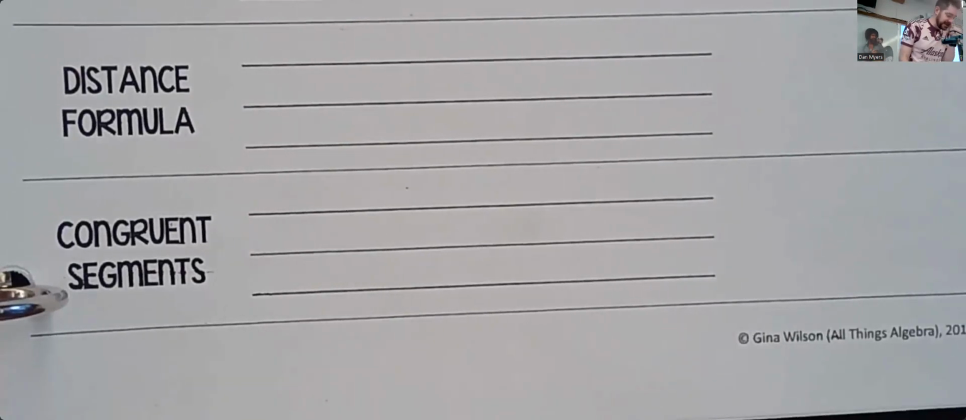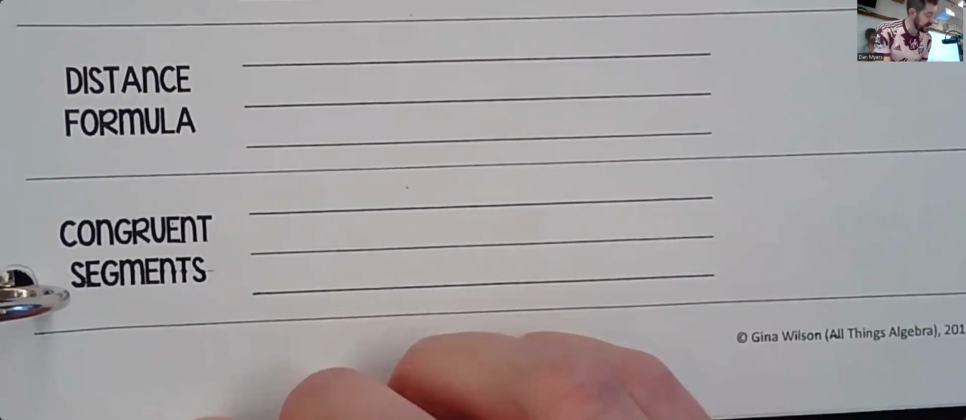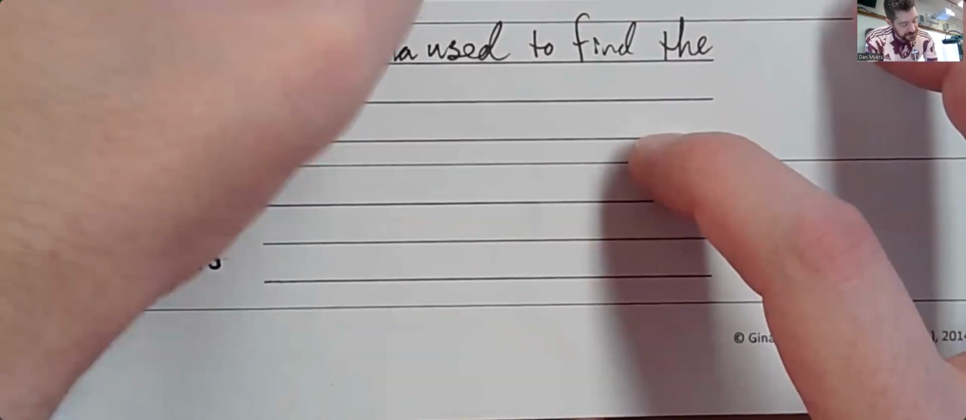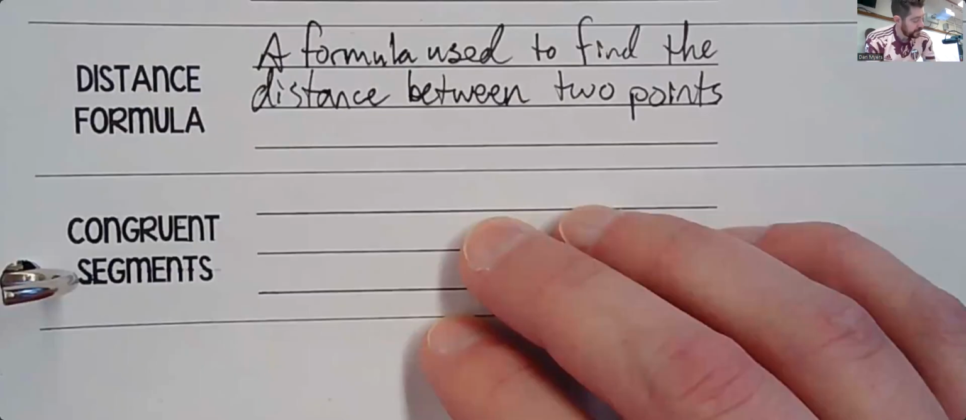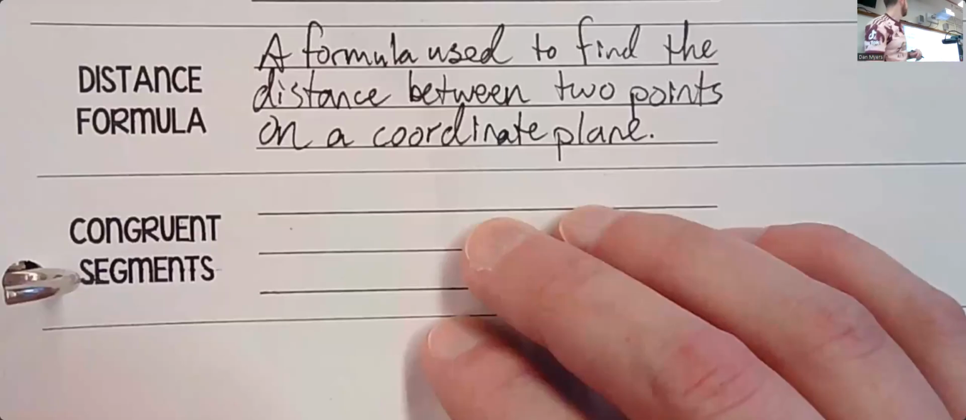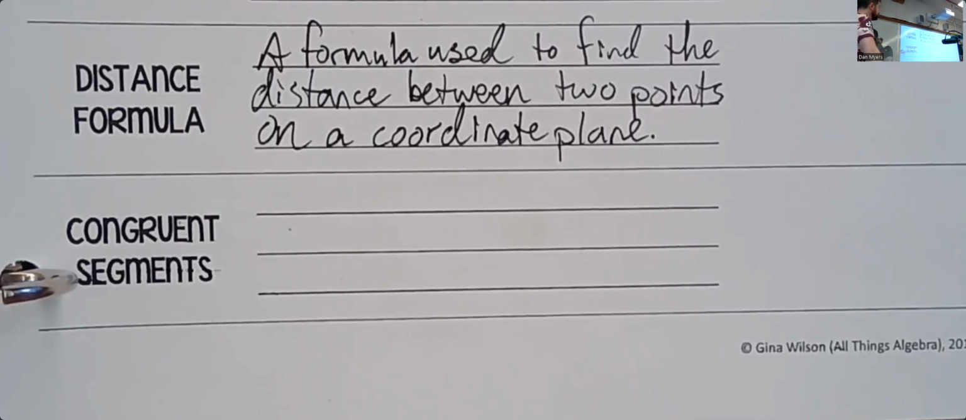The distance formula says that it is a formula used to find the distance between 2 points on a coordinate plane.